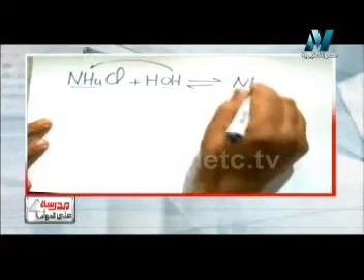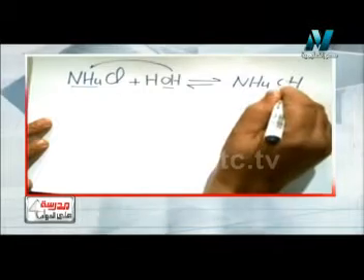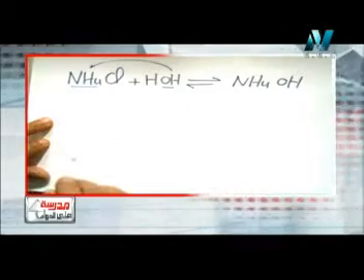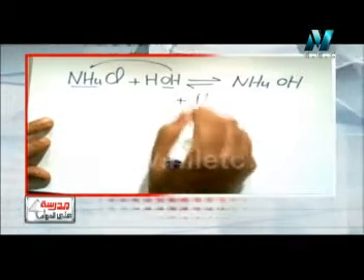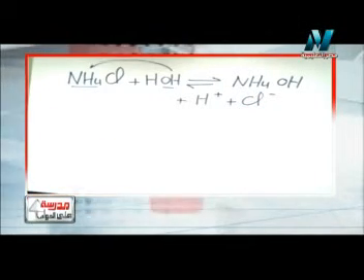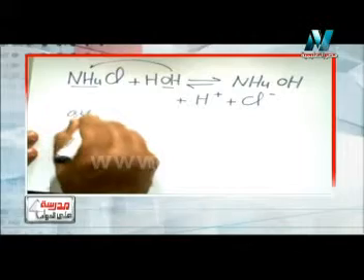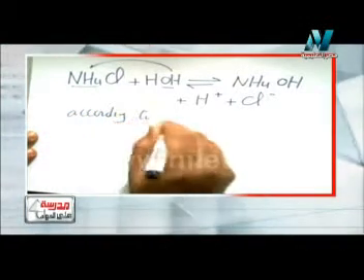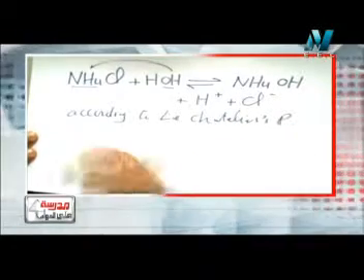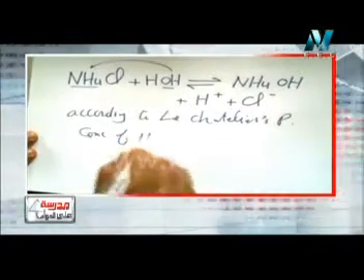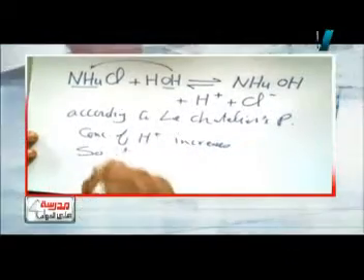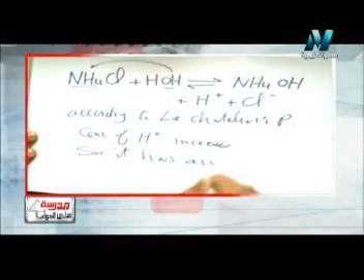So it is partially, slightly ionized, and write it NH4OH. While HCl is a strong electrolyte, completely ionized, we will write the ions of HCl. According to Le Chatelier principle, the concentration of hydrogen increases. So it has acidic effect.